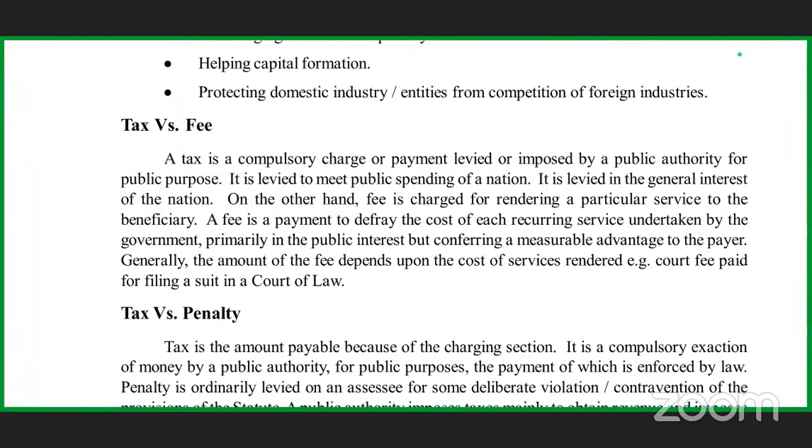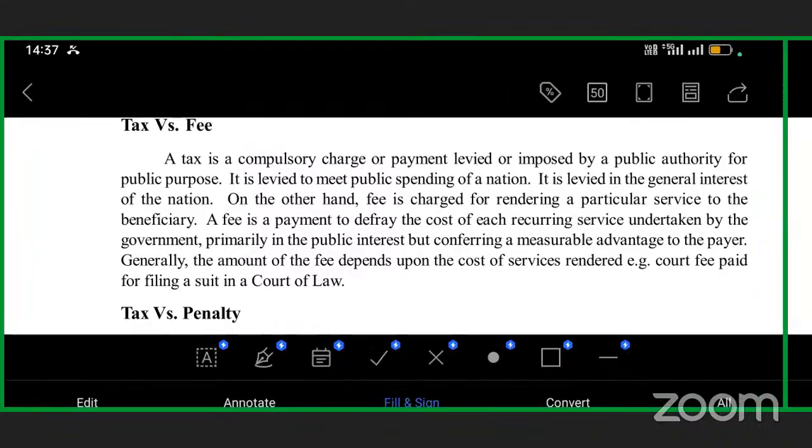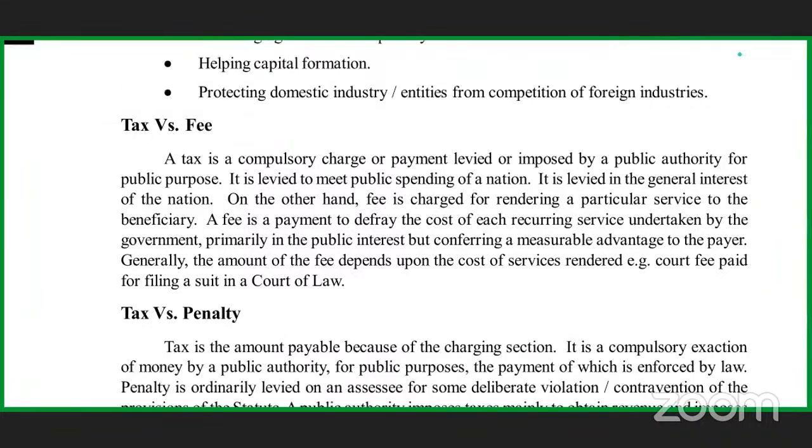And tax versus fee. So, what is the difference between tax and fee? Tax is a compulsory charge or payment which is levied by a public authority for a public purpose. Whatever tax we pay is in turn used for the public only. You can see public transportation, public hospitals, institutes, offices. This all works for the public only.